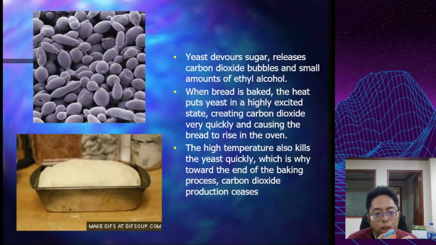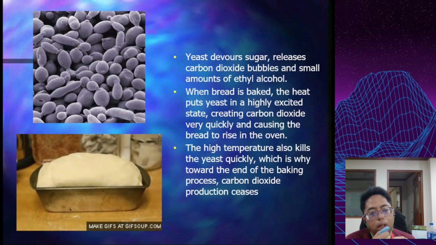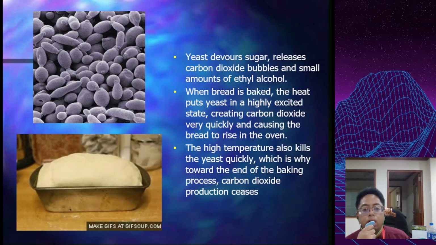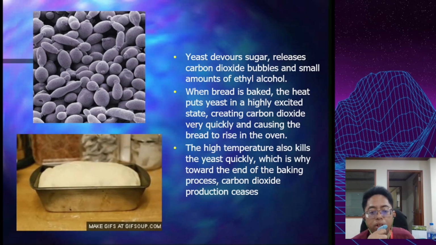Yeast ferments sugar and releases CO2 bubbles and small amounts of ethyl alcohol. When bread is baked, the heat will put yeast in a highly excited state, creating CO2 very quickly and causing the bread to rise in the oven. The high temperature also kills the yeast quickly, which is why, toward the end of the baking process, carbon dioxide production ceases.